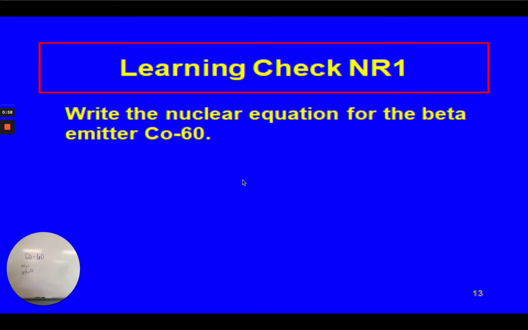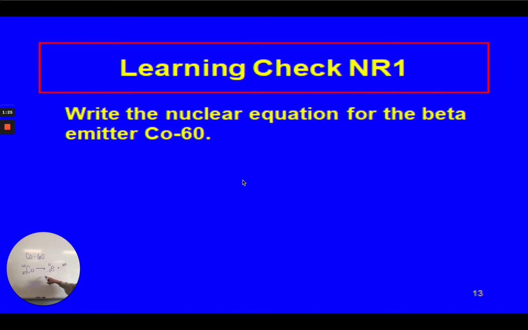It tells us we're going through a beta emitter. So we have a beta emission. Remember, a beta emission is e, 0, -1. However, what's our next step? We need to make sure that our atomic mass and our atomic number are the same at the end. So we know that our atomic mass isn't changing, so we're still going to have a mass of 60, but we have a different number here.